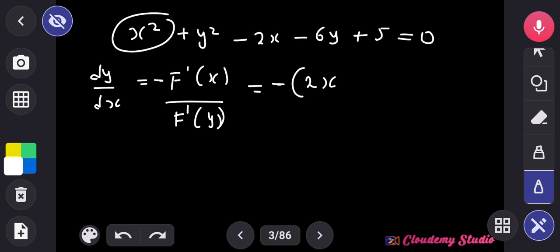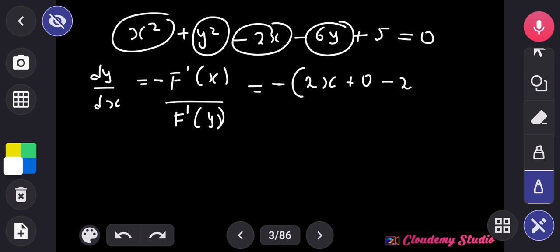This one is y squared. Remember I told you for the numerator, anything that is y is going to be 0, so plus 0. And this one, since it is x, is going to be minus 2, because if I differentiate 2x, it is 2. Since this one is y, it is minus 0. And for 5, the differentiation of a constant is always 0.